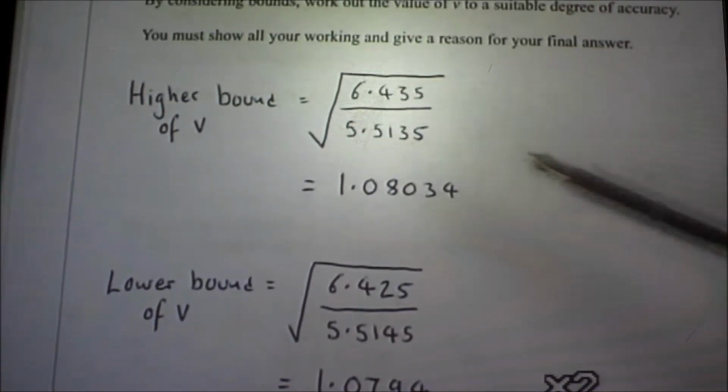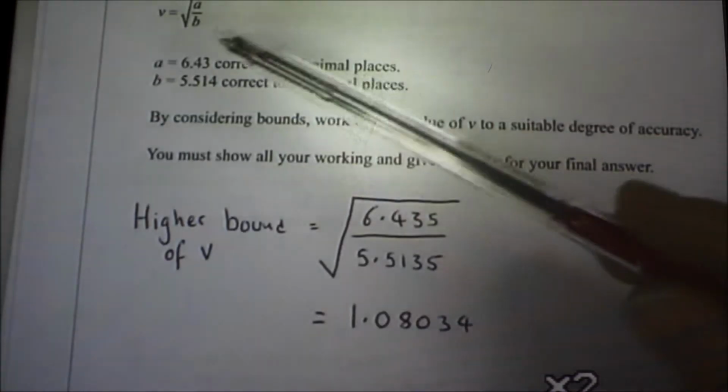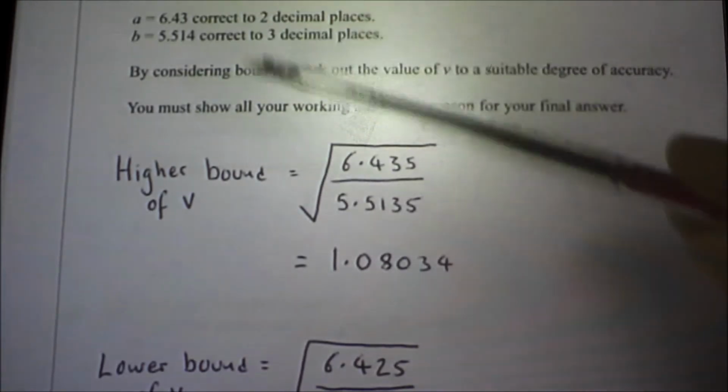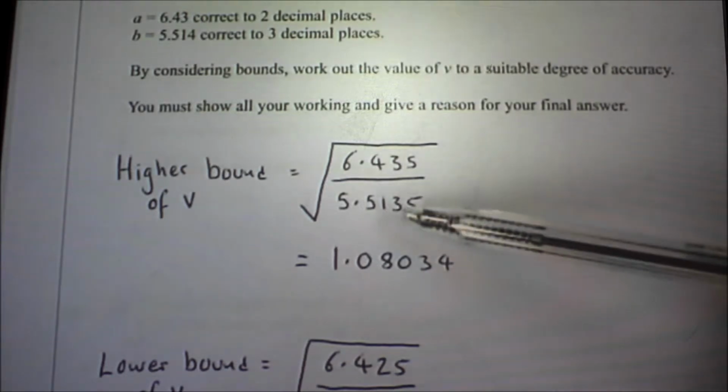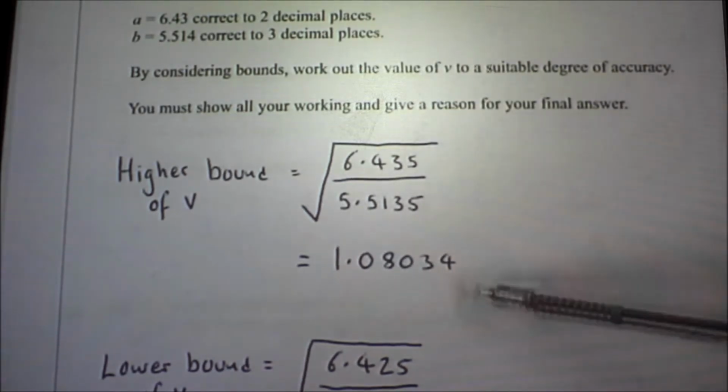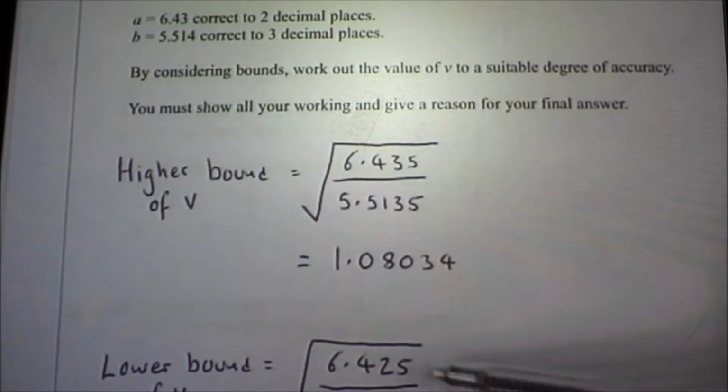So this is what I've done. For the higher bound of V, because that's your formula, 6.43, the highest it could possibly be is 6.435, and the lowest is 5.5135. So that equals that. For the lower bound, you want the lowest possible one on top, and the bottom you want the highest one, so it could come out to that.